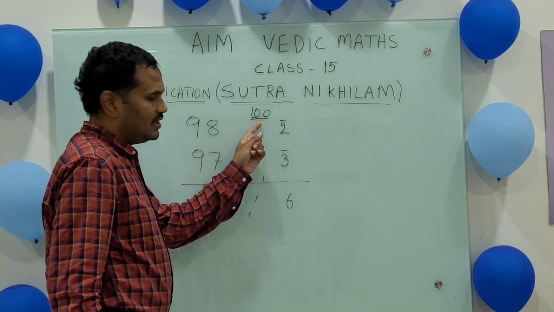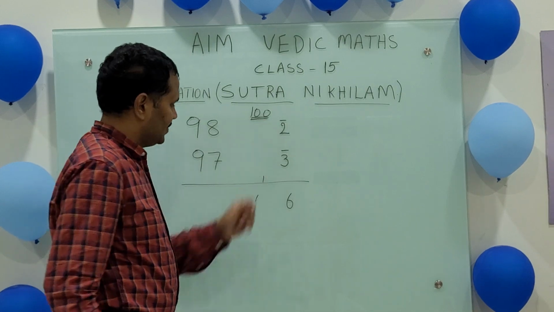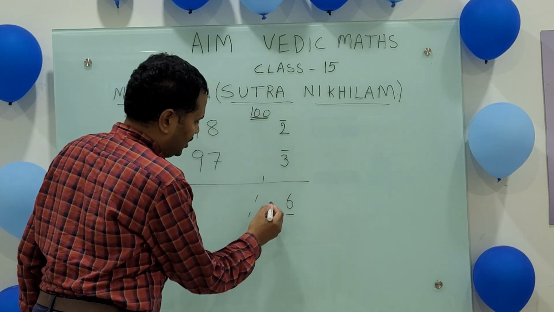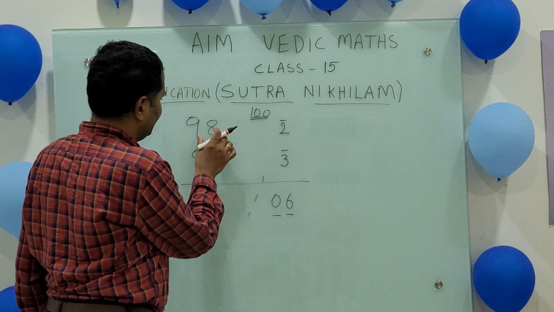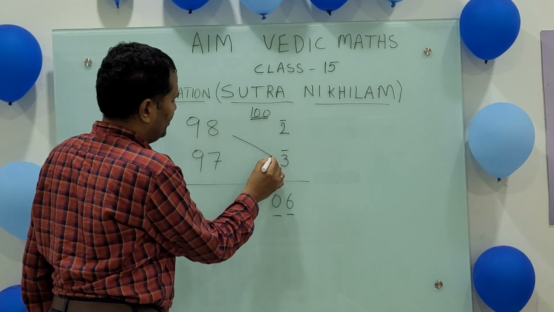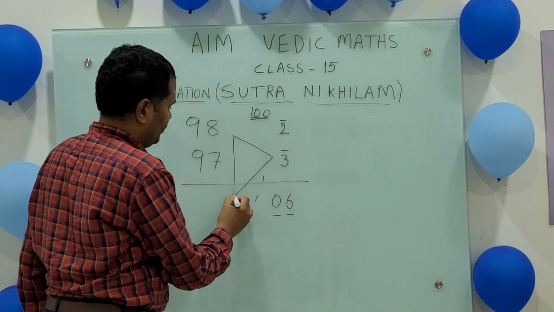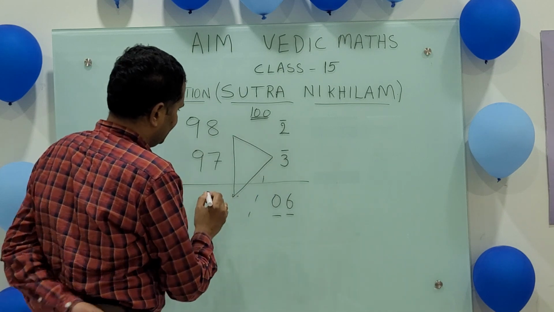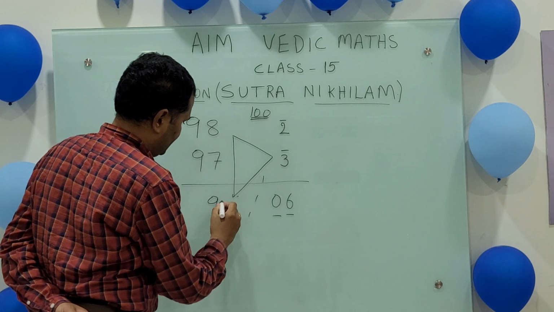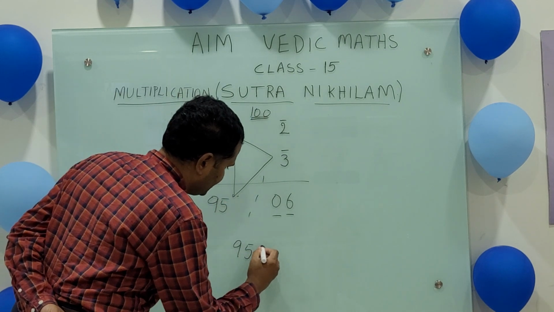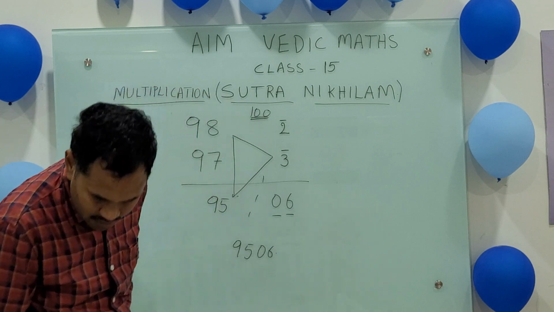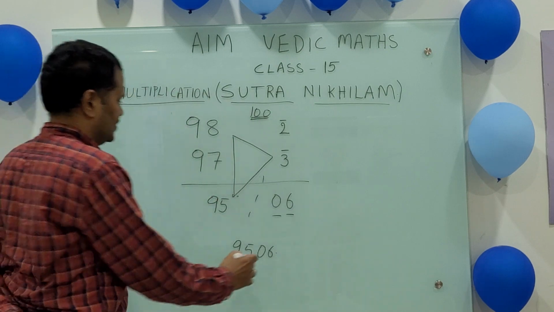How many zeros are there in the base? That's 2. So you have to make this a double digit number by adding the 0 here. So 98, and you add the deviation of the other number: 98 minus 3 is 95. The product is 9506. Let's see what is the right one. 9506 is the right answer.